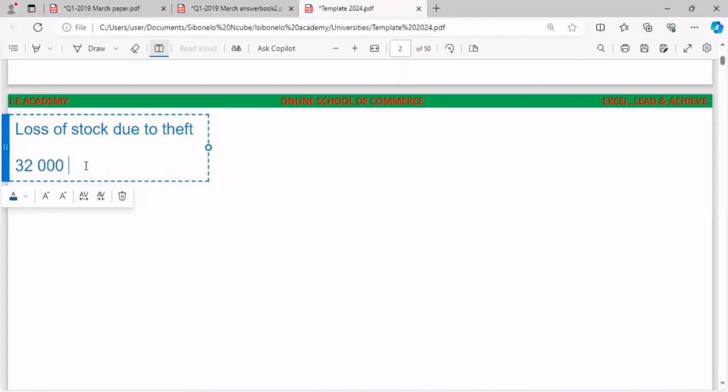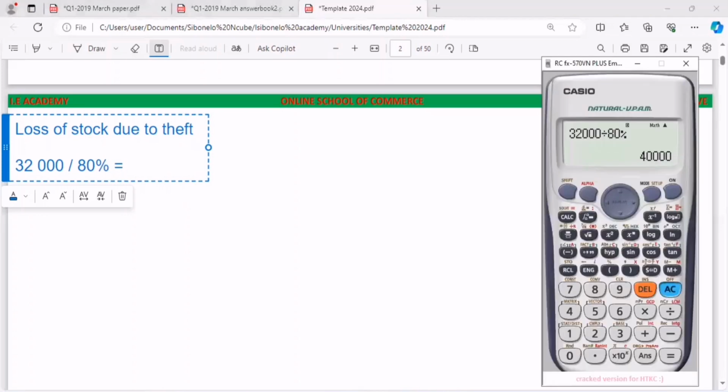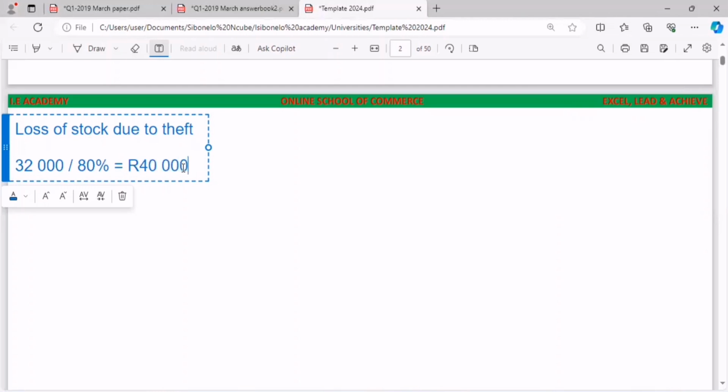So how do we get the full amount? We take the 32,000 that was received from the insurance company, and we divide by 80% because we know that the amount only represents 80%, not 100%. So when we divide the 32,000 by 80%, we will get the full amount. So how much is the full amount? 32,000 divided by 80% is 40,000. So the value of the stock that was stolen is 40,000. But the insurance only paid 32,000.